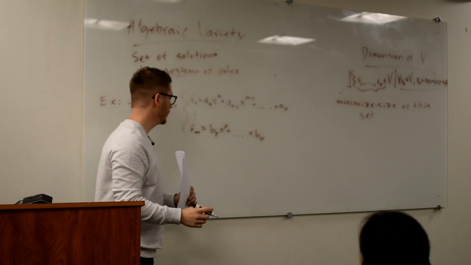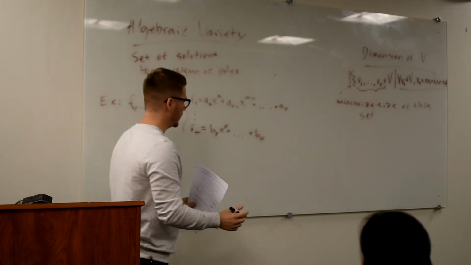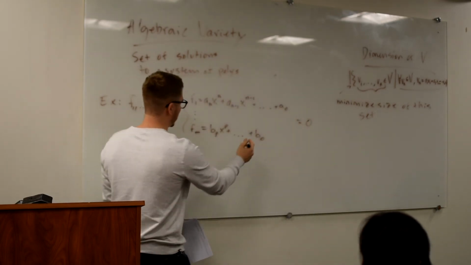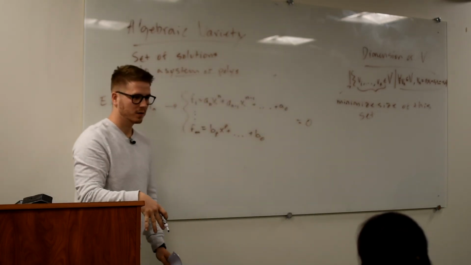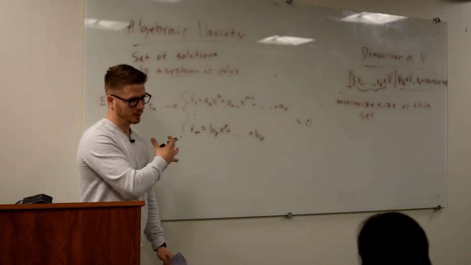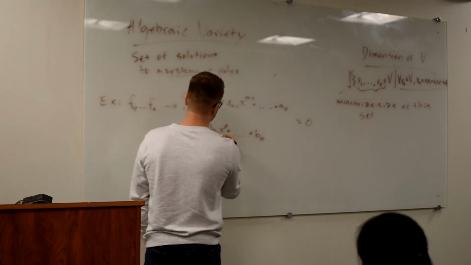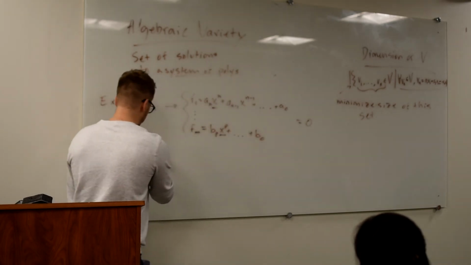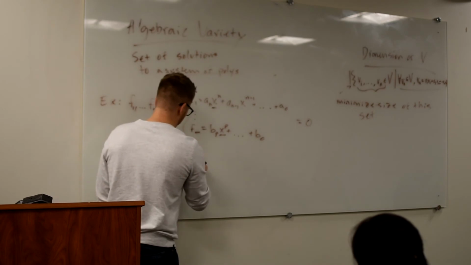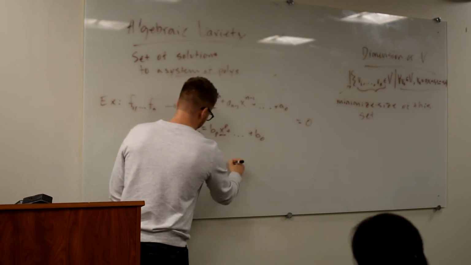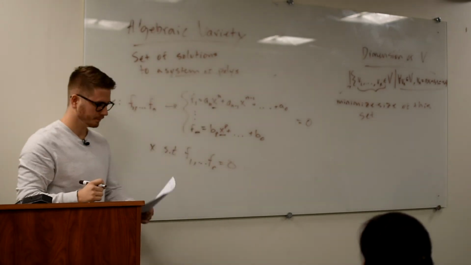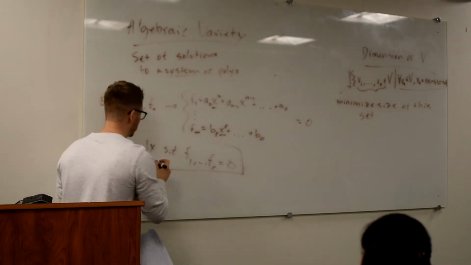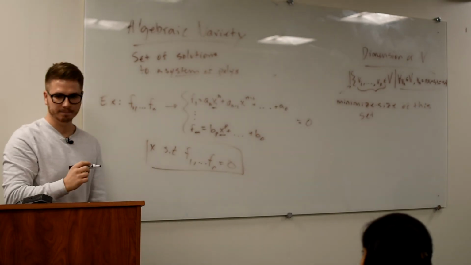Okay, so what we do then is we set all of these equal to 0. And when all of these equal 0 at once, we take the set of solutions to these. So it's going to be the x's, any x value, such that f1 through fn equals 0 at the same time. And when these equal 0, that is an algebraic variety.